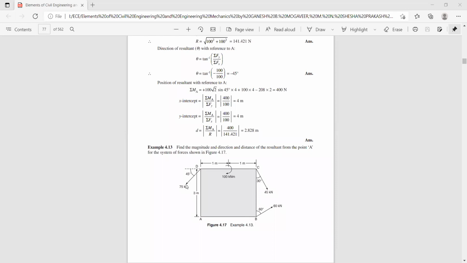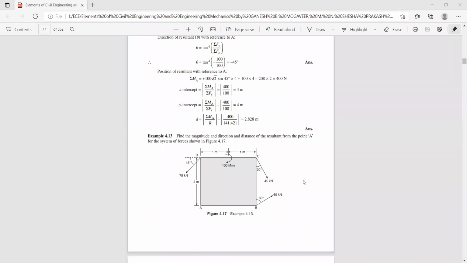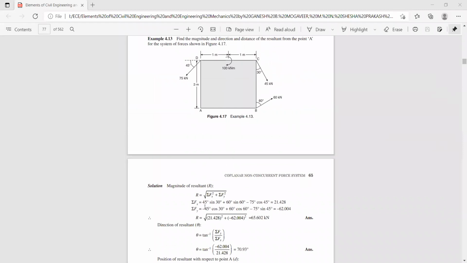Once again I will tell, sigma F of x will be minus 75 cos 45 plus 45 cos 60 plus 60 cos 30. Sigma F of y is minus 75 sin 45 minus 45 sin 60 plus 60 sin 30. So thereby you'll get the values of sigma F of x and sigma F of y. Then you can find the magnitude of the resultant. Now let us check whether he has taken it correctly.